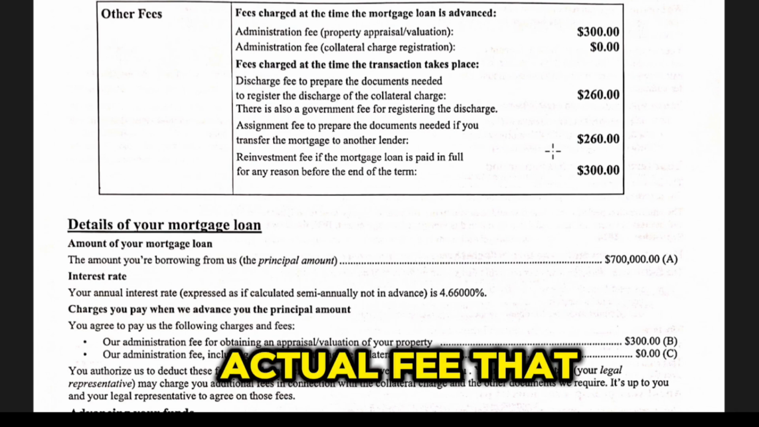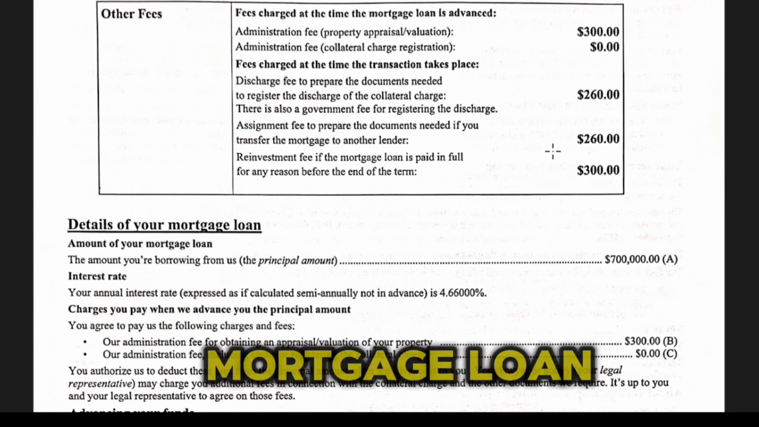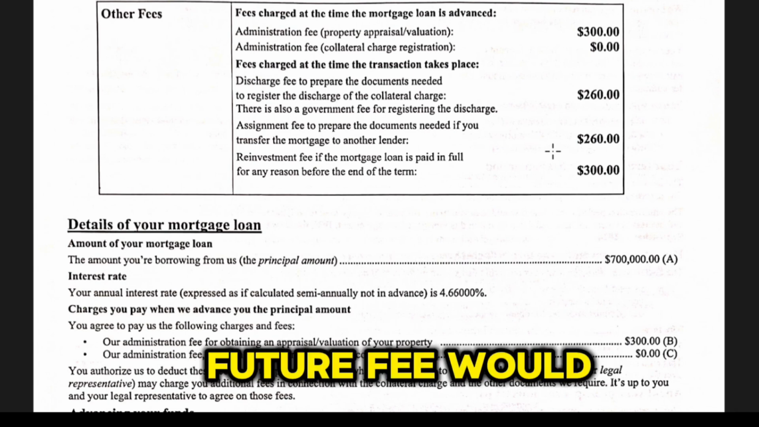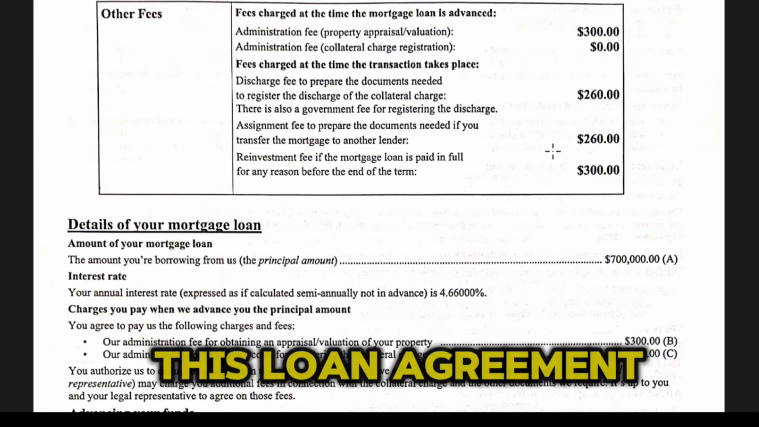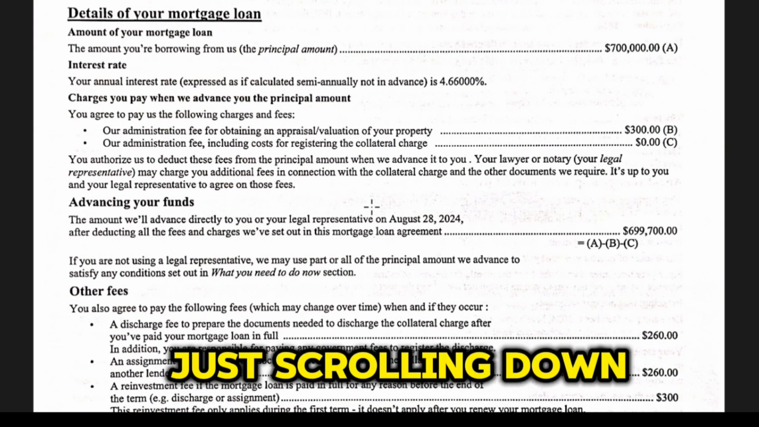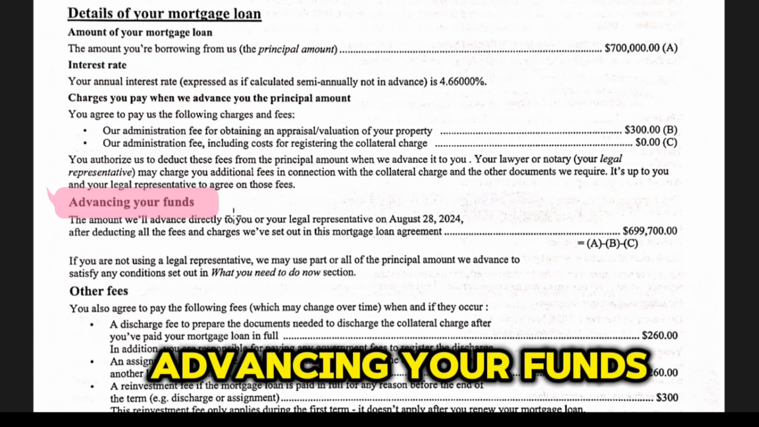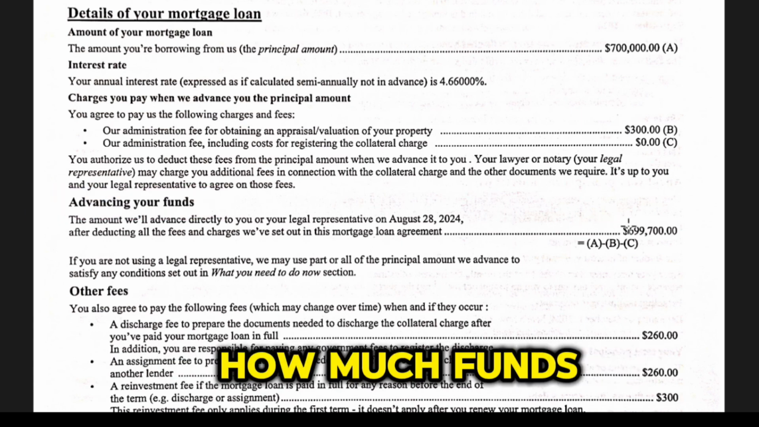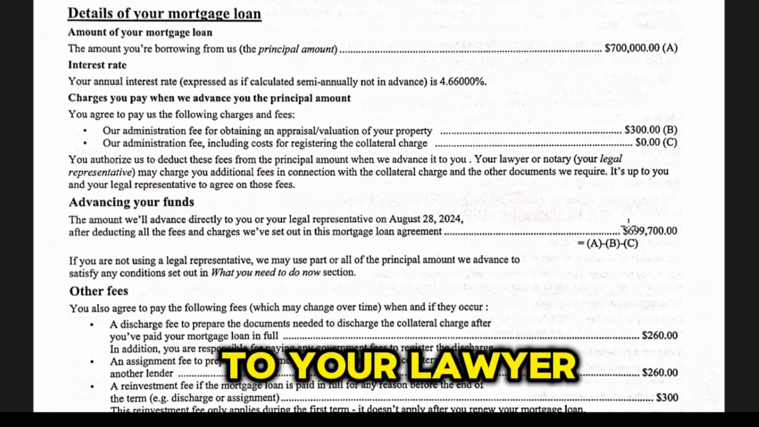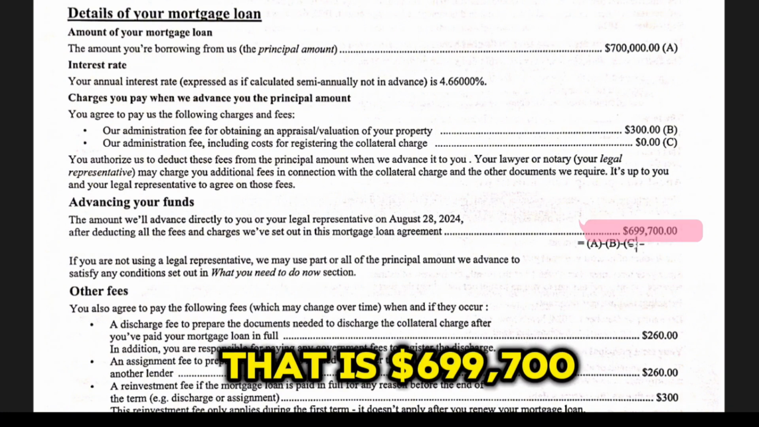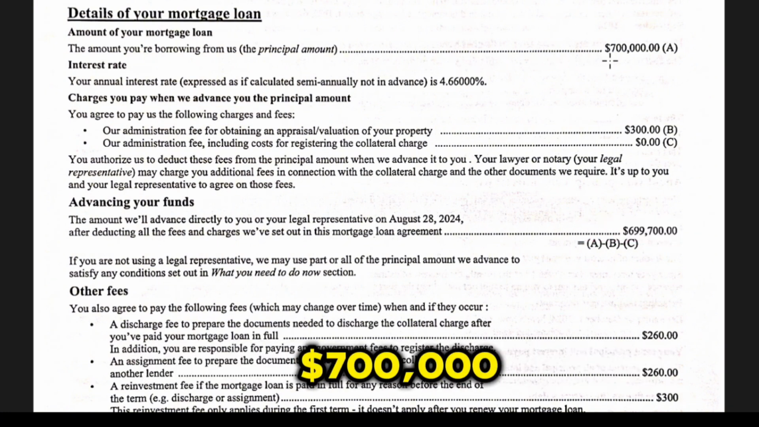So the actual fee that you are paying now along with your mortgage loan, and whatever the future fee would be, is mentioned on this loan agreement as well. Just scrolling down to this agreement, what you need to check is advancing your funds. If you see how much funds are being advanced to your lawyer for the closing, that is $699,700.